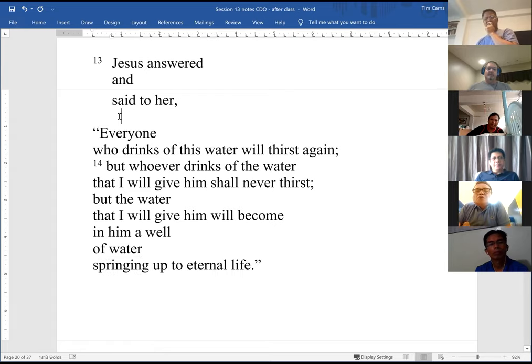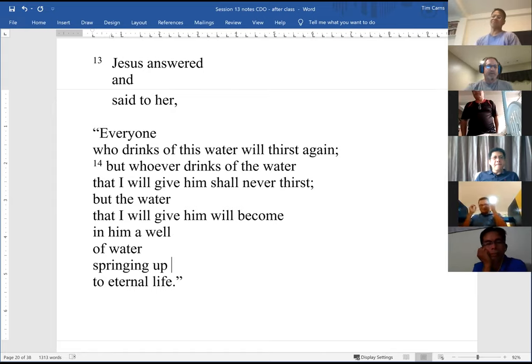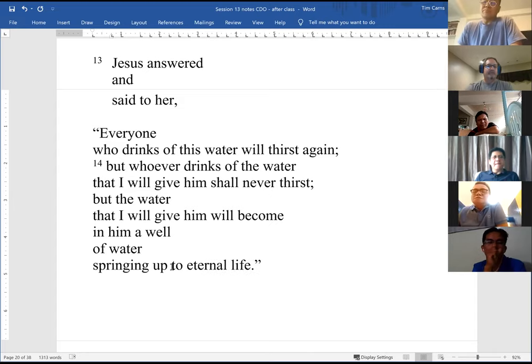Now, what you're going to have to do is spring up to there. Yeah. But to can be a preposition, or it can be a completion of the verbal idea. So again, English gets a little bit complicated, and we can do it for now like this, but springing up doesn't stand by itself. Springing up is the verb, and so springing up to is the verbal idea here. Eternal life is the object.